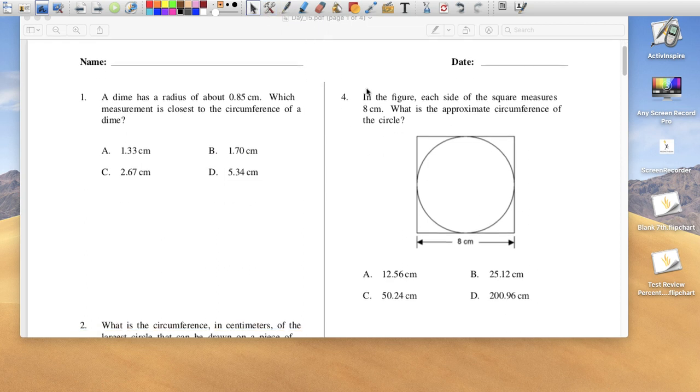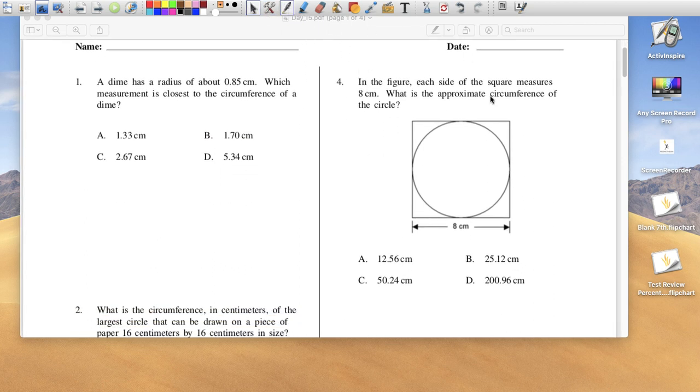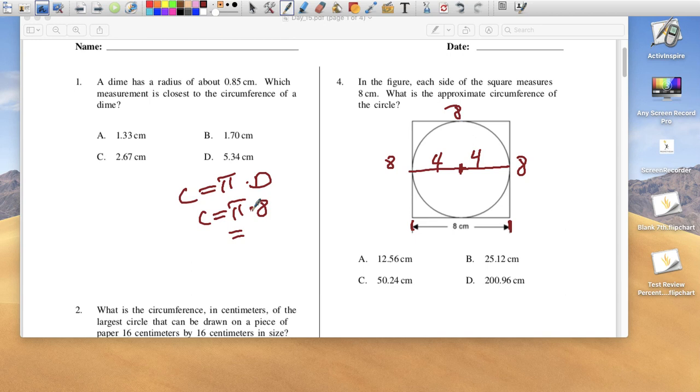Number 4, in the figure below, each side of the square measures 8 centimeters. So I know this is 8, this is 8, this is 8, this is 8. What's the approximate circumference of the circle? Well, you're going to say, I don't have any information of the circle, but you do. If from here to here is 8, what would be half, which would be the radius? The radius is 4. So C again equals pi d. If the radius is 4, the whole thing is obviously 8. So pi times 8, and you get 25.13 rounded, or 25.12.